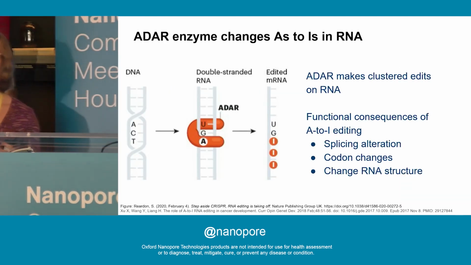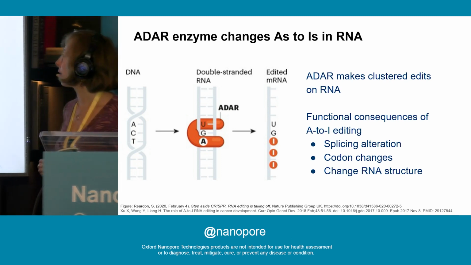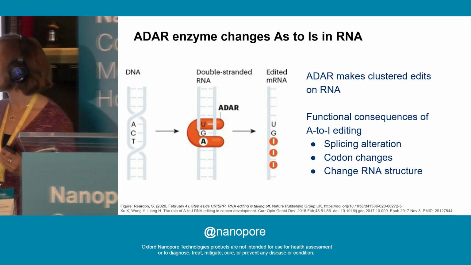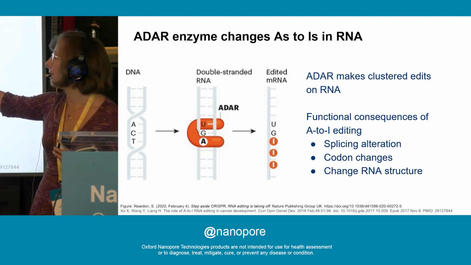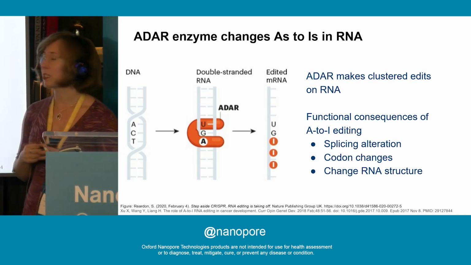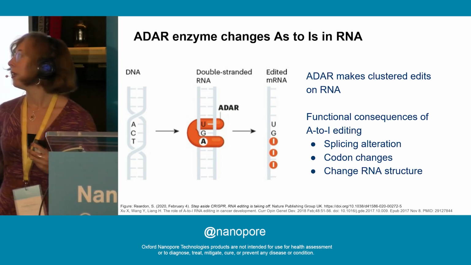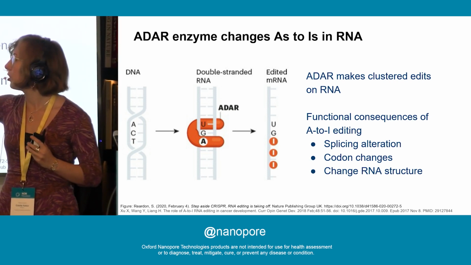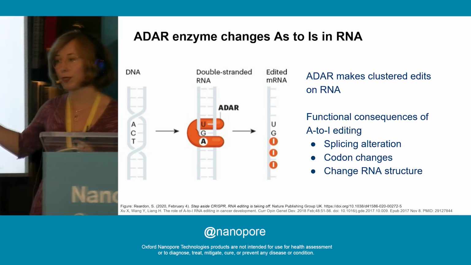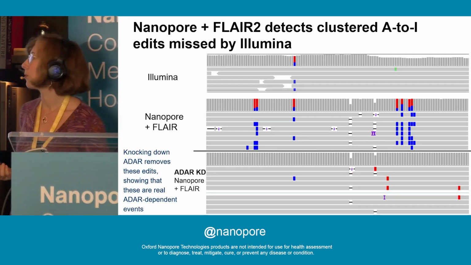However, there are other things that can really only be detected with long reads, such as RNA editing. So the ADAR enzyme is endogenous to our cells and changes adenosines to inosines, which can lead to splicing alteration, codon changes, and changes to the RNA structure. However, this is really difficult to study because these can be clustered changes. So multiple A's in a row can be changed to I's. And this is really hard to detect with short read sequencing.